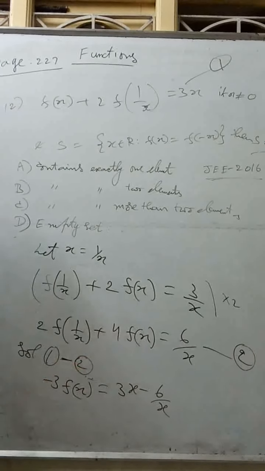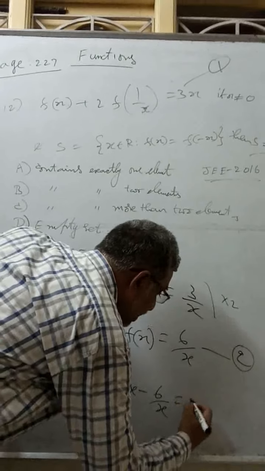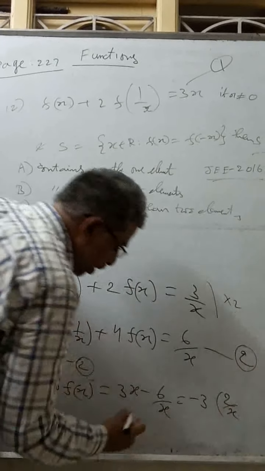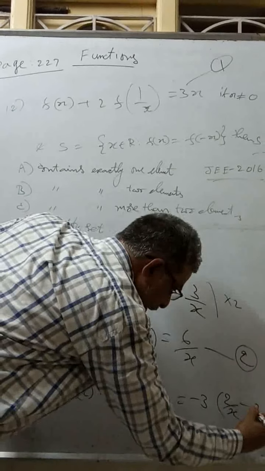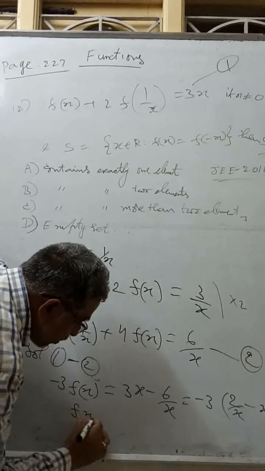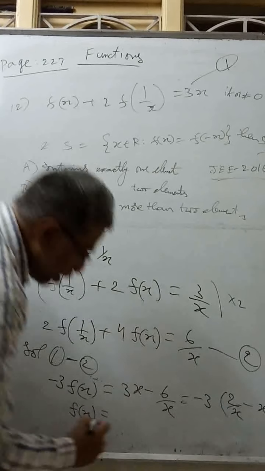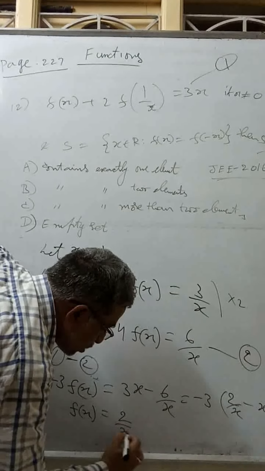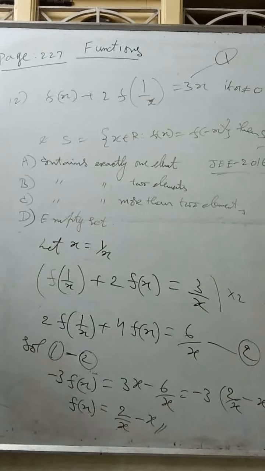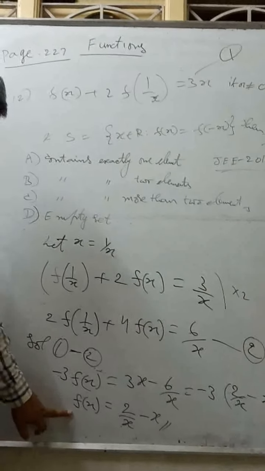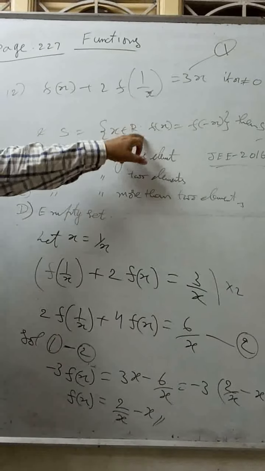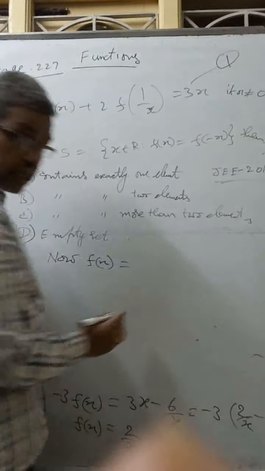So I will take minus 3 common from that side. If I take minus 3 common, this becomes 2 by x minus x. So minus 3 cancels, and my f of x now is 2 by x minus x. This is f of x. Now we have f of x equal to f of minus x, and I need to use this as such.